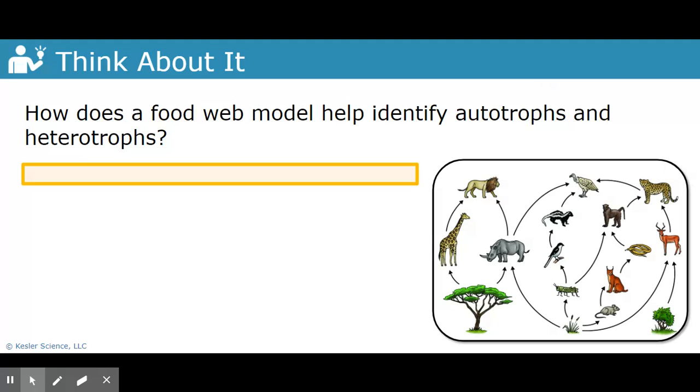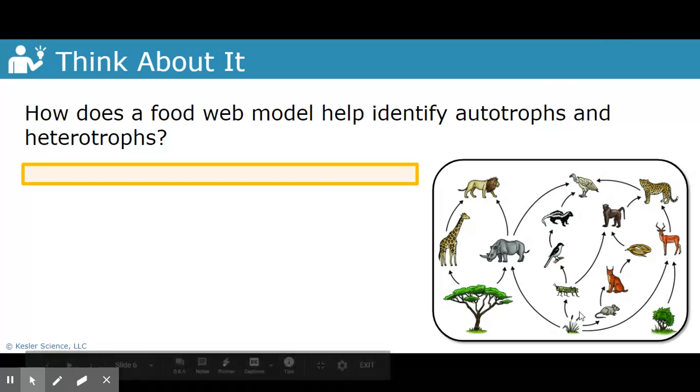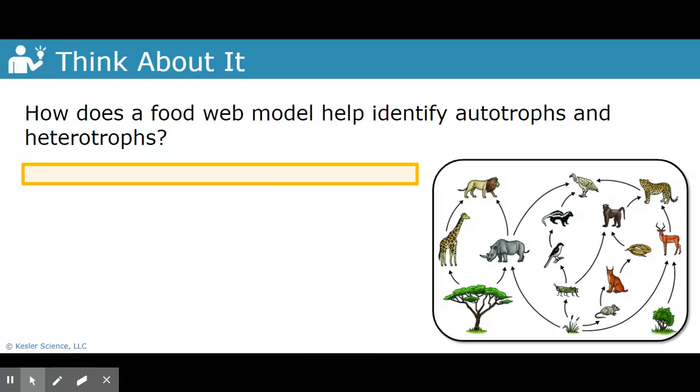How does the food web model identify autotrophs and heterotrophs? So, tell me, in which way does this show a heterotroph versus an autotroph? How does it help identify the differences between an autotroph and a heterotroph? Think about it and give me two sentences that help you identify what is an autotroph and what is not, and what is a heterotroph, and what the differences are between the two.